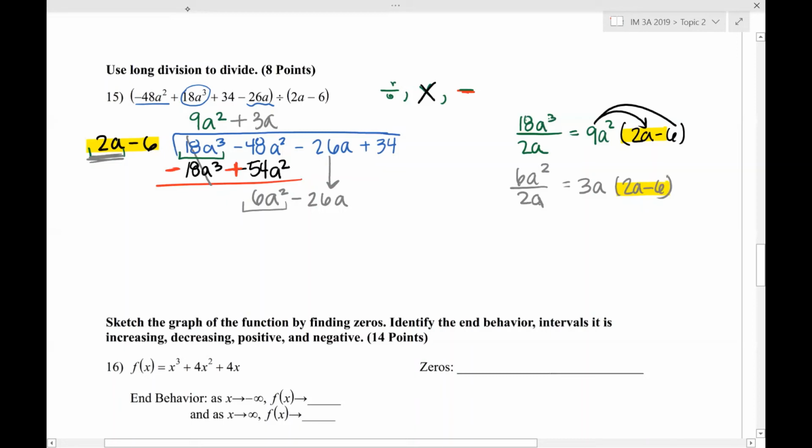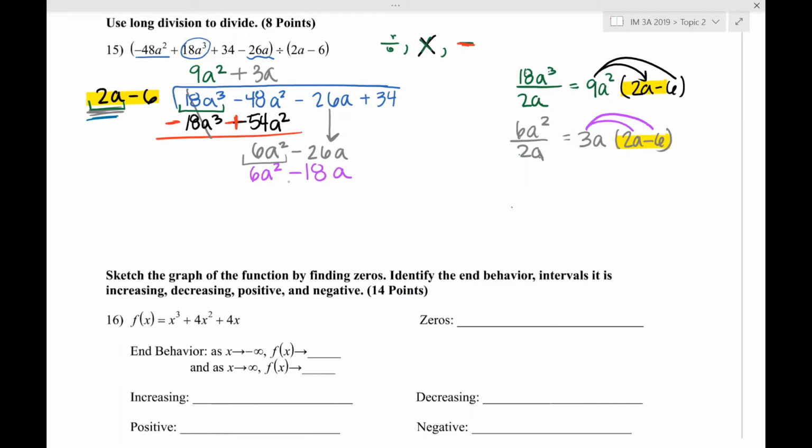So when I do that, I get 3a times 2a is 6a squared. And then 3a times negative 6 is negative 18a. So when we subtract those terms, we're going to change the signs. And so we get negative 6a squared and positive 18a. So that's going to cancel here. And then negative 26a plus 18a gives us negative 8a. And then we're going to bring down the plus 34.